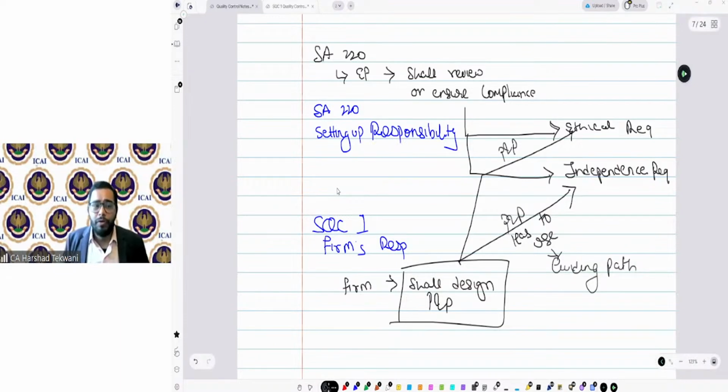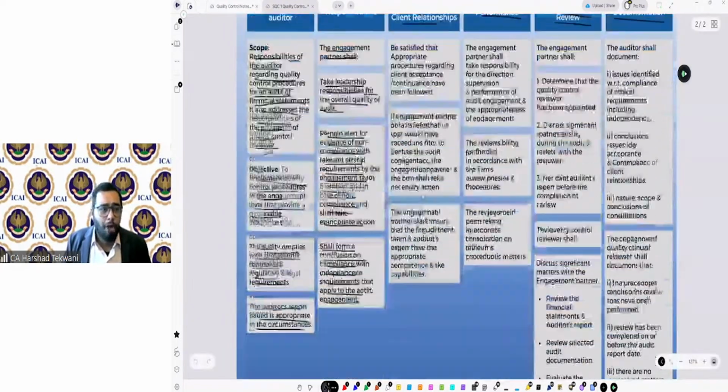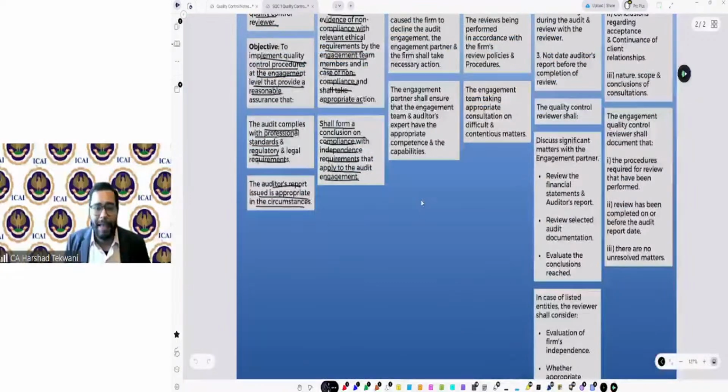Also, SA220, on similar lines, guides at some places how the engagement partner should review the requirement. Let's say, for example, when I talk about the independence requirement, what should the engagement partner do? The engagement partner is required to obtain relevant information from the firm, and where applicable from network firms also, to identify and evaluate circumstances that are creating a threat to independence.